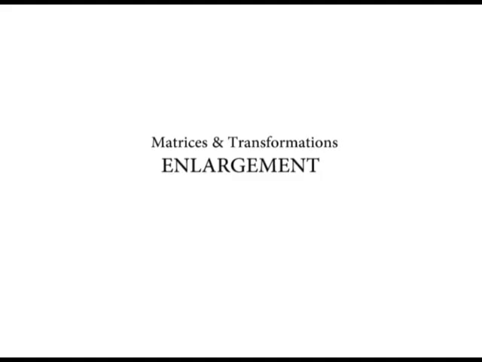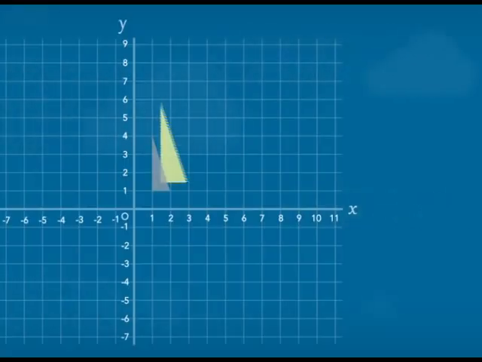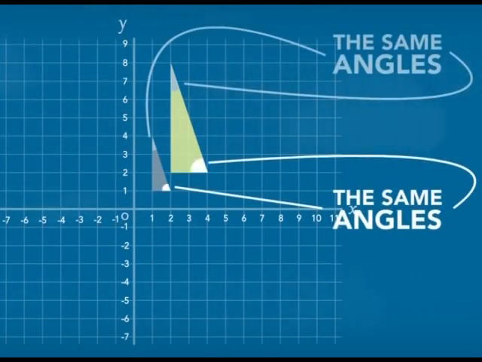An enlargement is a transformation that increases or decreases the size of a shape. The sizes of the sides of the shape increase proportionately. In this example, the image is twice the size of the object. Each side on the image is twice the size of the corresponding side on the object. The angles, however, do not change. We say the object has been enlarged by a scale factor of 2.